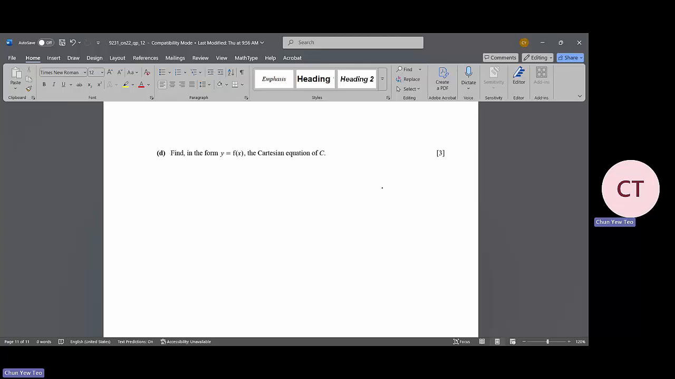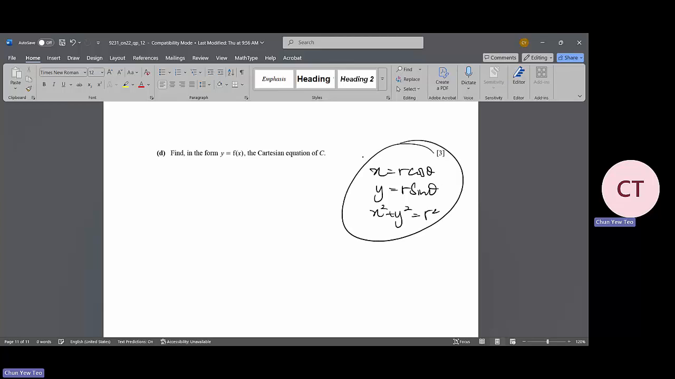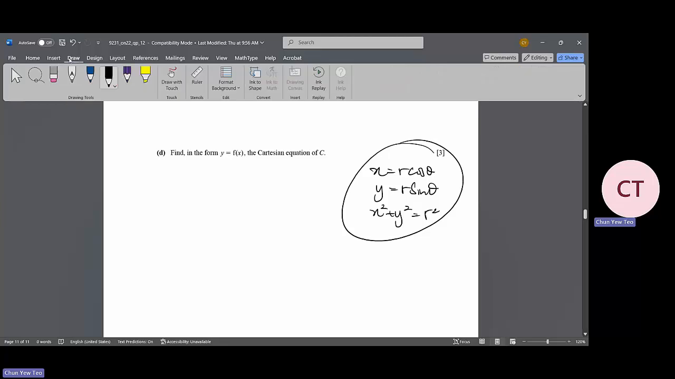You just need to remember that x equals r cos theta, y equals r sin theta, and x squared plus y squared is equal to r squared. Just need to remember these three things, and usually just these three things is enough.